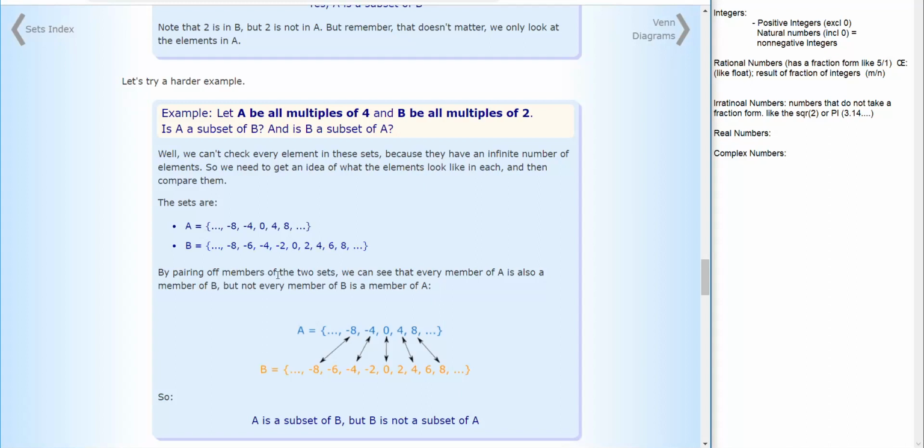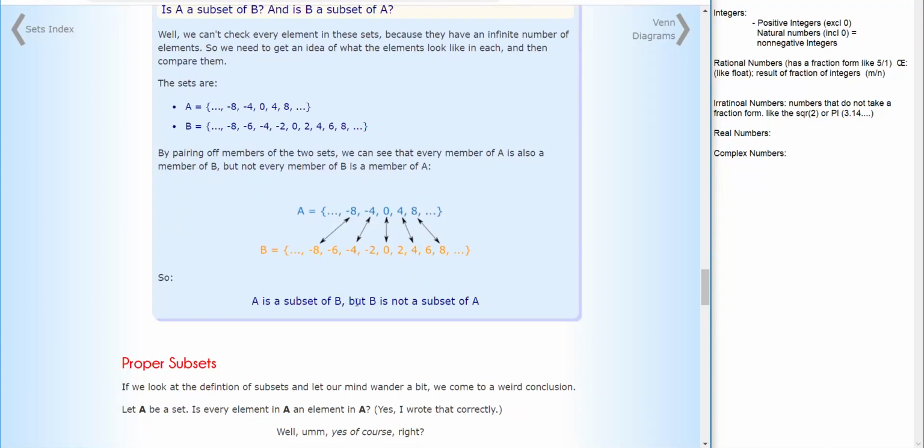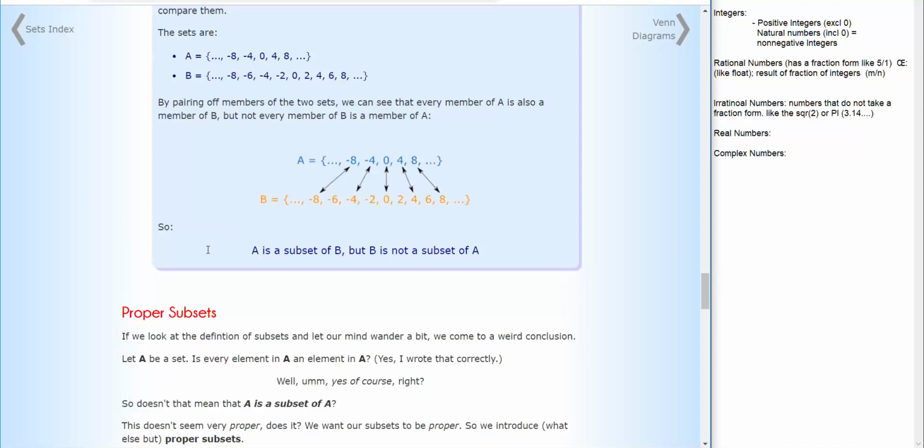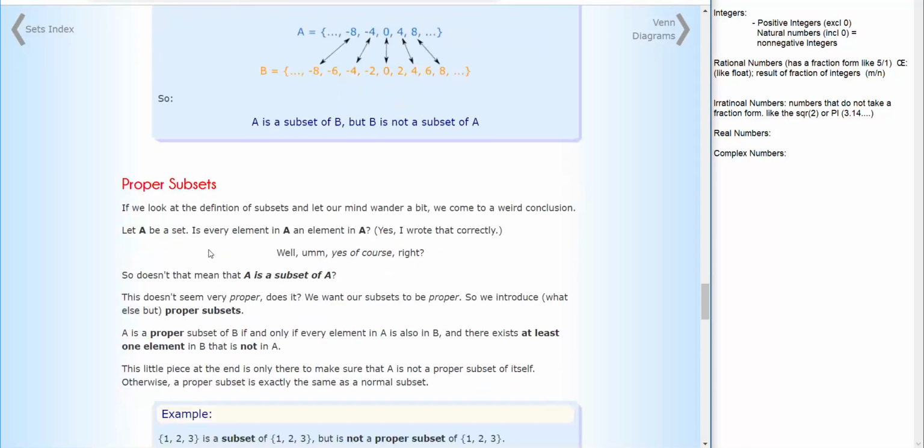We're pairing off members of the sets. Now you realize that B has a larger set, so the intersection here, so all the elements that exist in A exist in B. Every element of A is also a member of B, but not every member of B is in A. Obvious. So A is a subset of B, but B is not a subset of A. Of course. Now, proper subsets. This is something we can find quite handy.